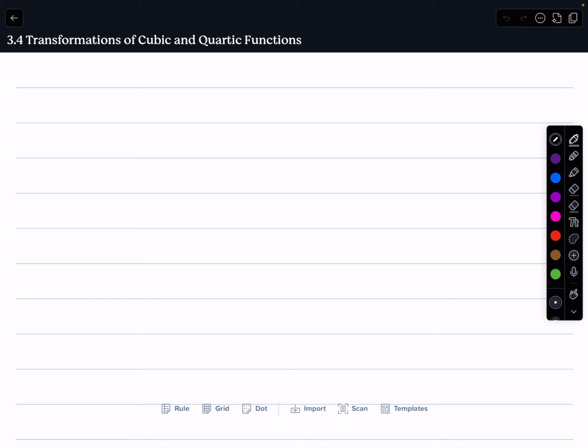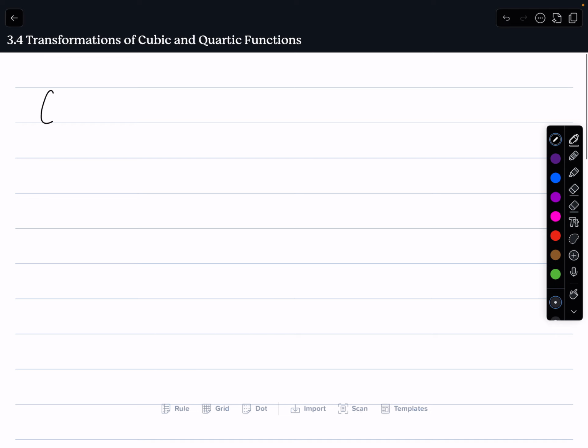So the topic of today is transformations of cubic and quartic functions. In a previous video, I spoke about transformations in general, and there are a couple rules that we need to know when it comes to transformations. Now, with cubic and quartic functions, it's not that different from the previous video, but I want to go over this so you guys know this in a very simple and easy way.